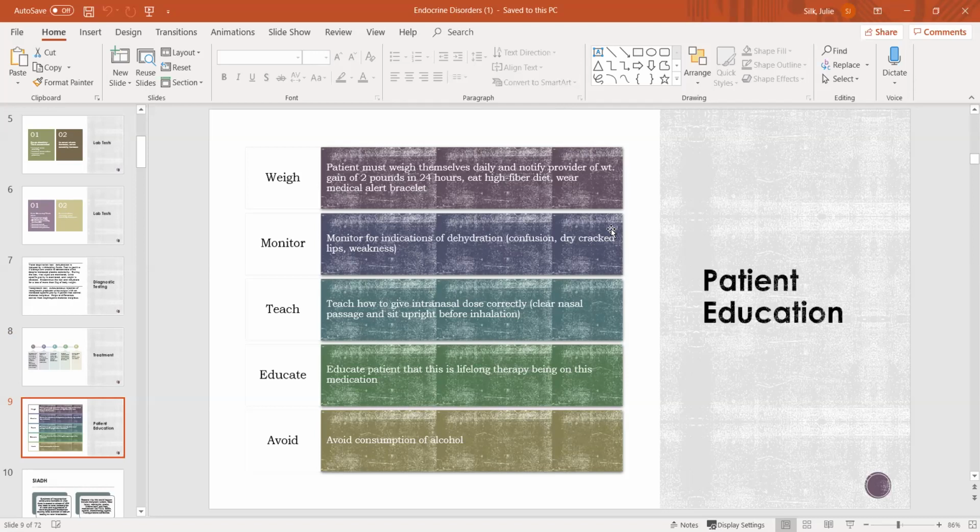Other stuff, you want to monitor for this dehydration and make sure it's not going to get worse. So if they start getting confused, that's saying that they're not doing too well. So you need to really start treating them more. Teach how to give the intranasal dose correctly if that's what's ordered. A lot of people don't understand how to do nasal sprays the right way.